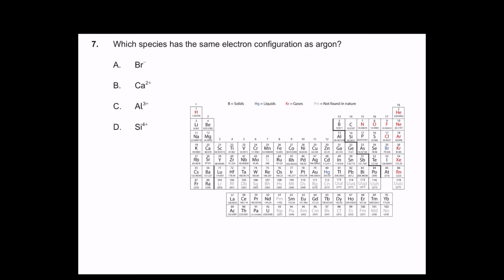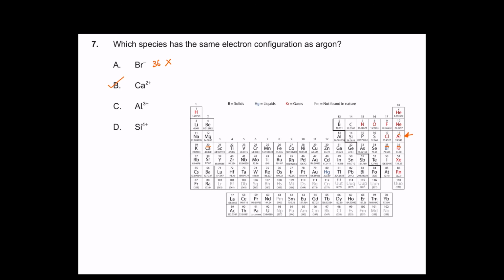So to solve this, firstly identify argon. Here is our argon. Now check the electrons on the ions. For Br minus, Br normally has 35 electrons, and negative means it has 1 extra electron. So 36 is the total number of electrons in Br minus, which is not equal to 18. So this is not the correct option. Ca2+: calcium generally has 20 electrons, but in Ca2+ it loses 2 electrons. So it has a total of 18 electrons, which is equal to the total number of electrons in argon. So B is the correct answer.